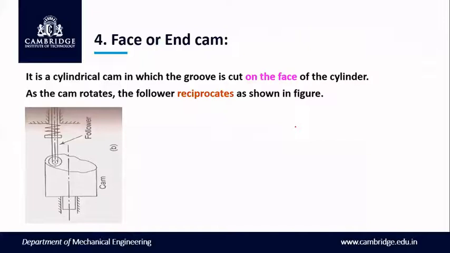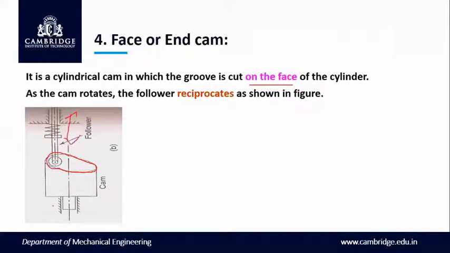The fourth type of cam is the face or end cam. It is a cylindrical cam. Once again, it's a part of the cylindrical cam. Here the groove is cut on the face of the cylinder. There is a very important difference between the cylinder cam and the end cam. So here we have the cylinder's face. On the face we cut the groove, and the follower is placed in that groove, so that due to the irregularity of the end face of the cylinder, the follower will have reciprocating motion.